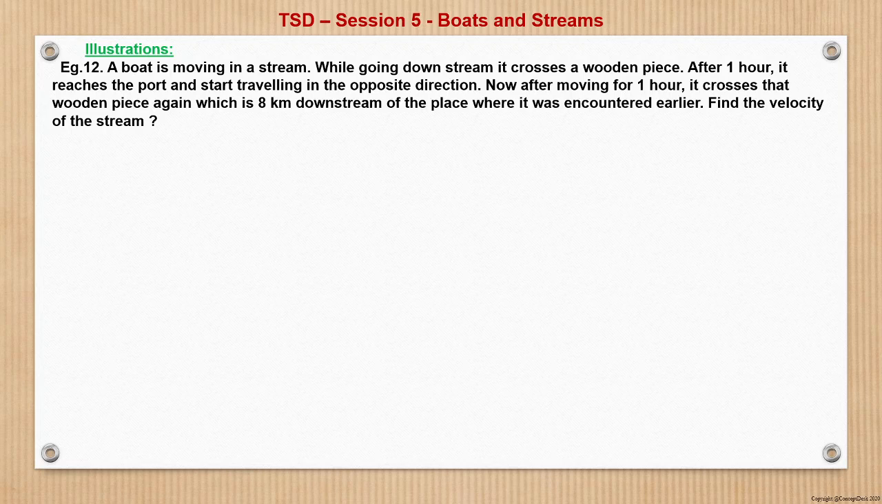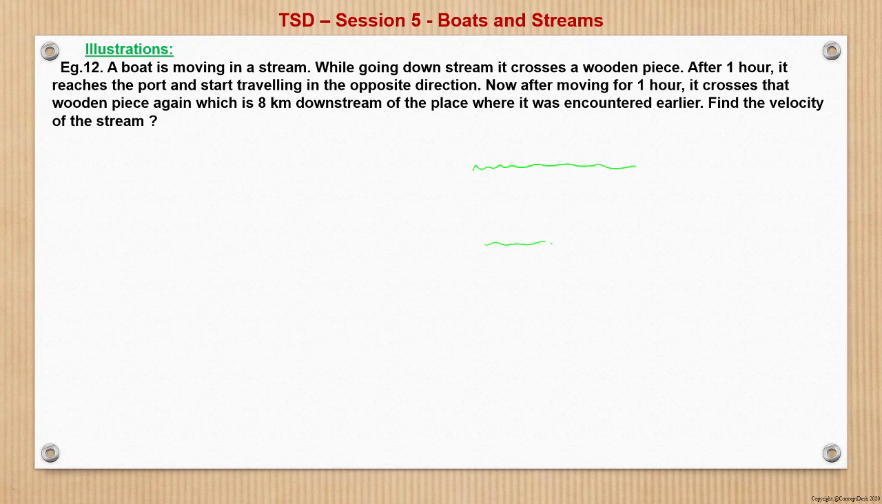So, a similar problem. A boat is moving in a stream. While going downstream, it crosses a wooden piece. After 1 hour, it reaches the port and starts traveling in the opposite direction. Now, after moving for 1 hour, it crosses the wooden piece again, which is 8 kilometers downstream of the place where it was encountered earlier. Find the velocity of the stream. So, same problem. Let us see.